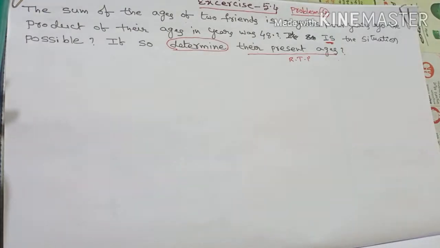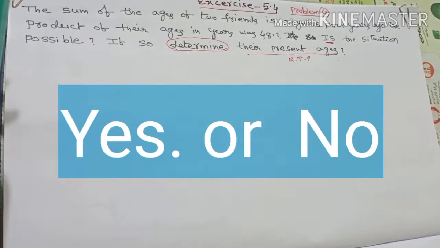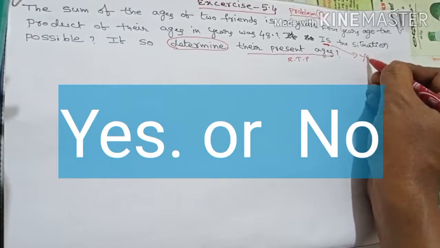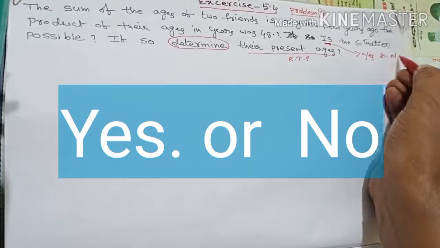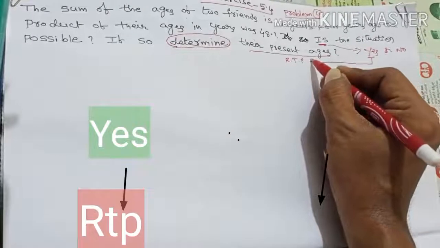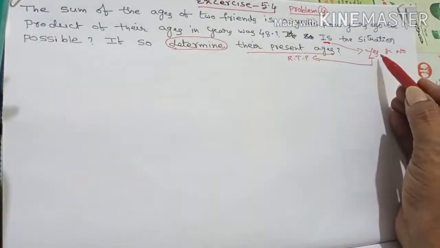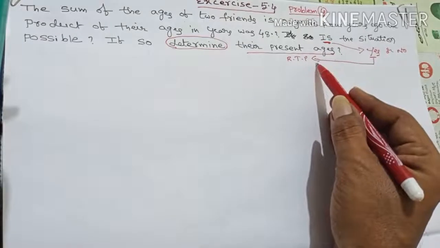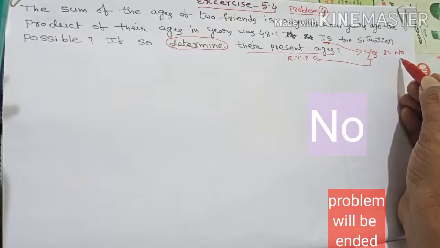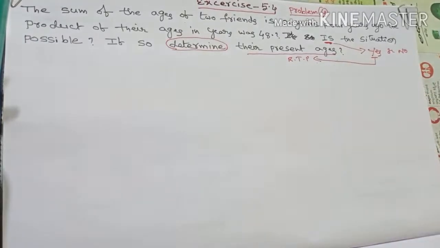So what is the answer here? The answer will be either yes or no. Whenever you find the question word is, the answer will be yes or no, isn't it? If yes, you have to find the RTP. If the answer is yes, then you have to find the RTP. If the answer is no, there is no need to find it.